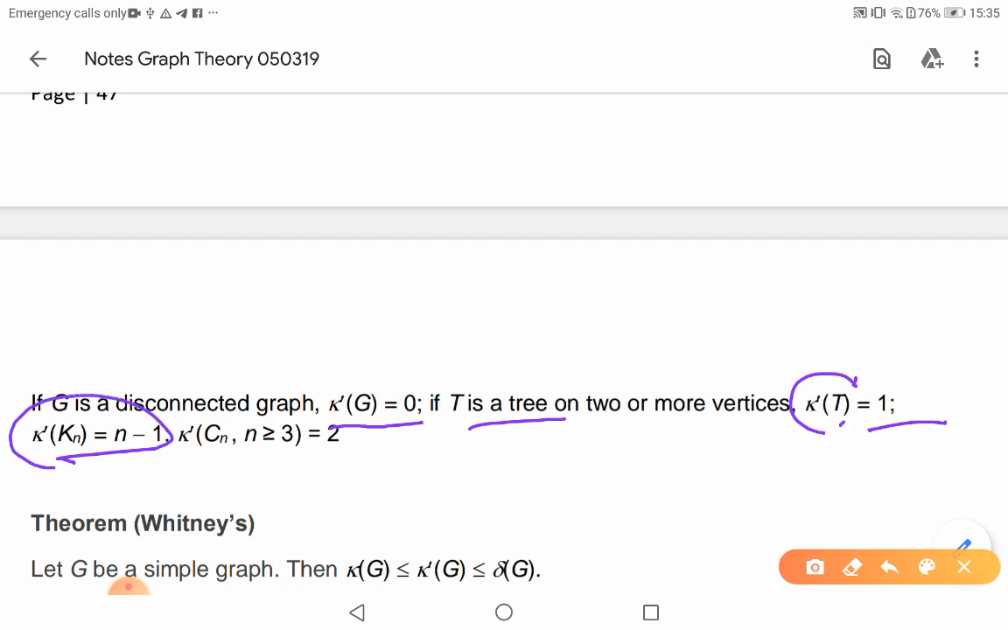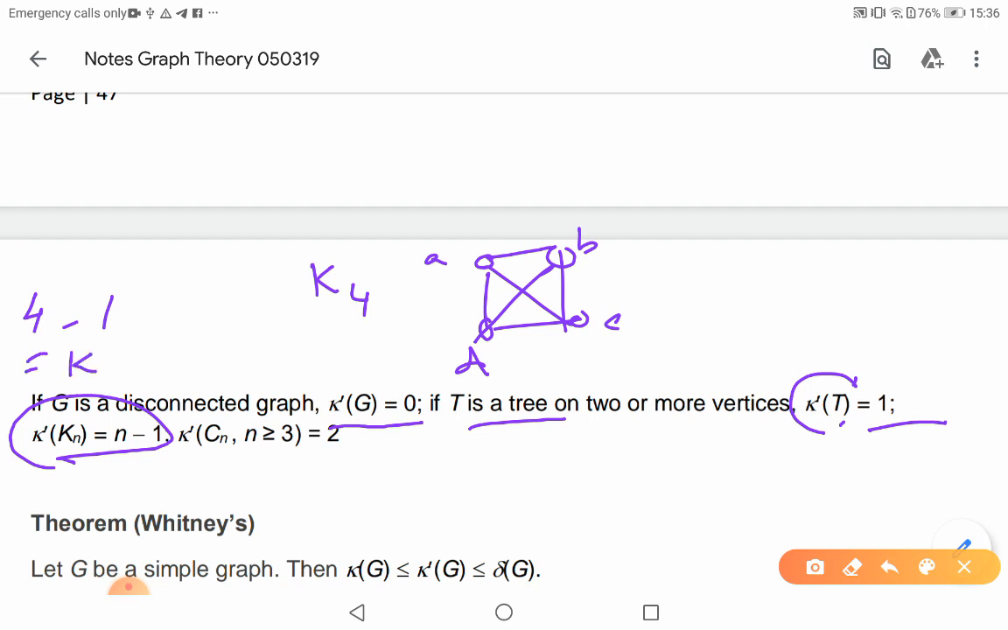So, are you sure? Let's say we draw K4. What is the graph of K4? Okay, this is K4. Let's say this is A, B, C, and D. So here you want to find kappa prime. Let's see, for K4 we have 4 minus 1. So we found that kappa prime for K4 equals 3.